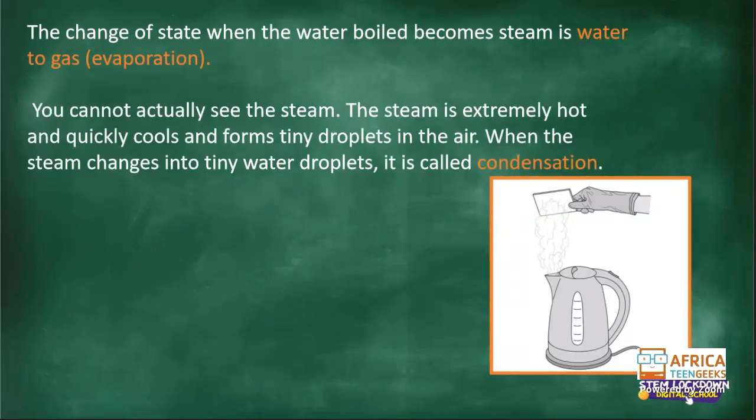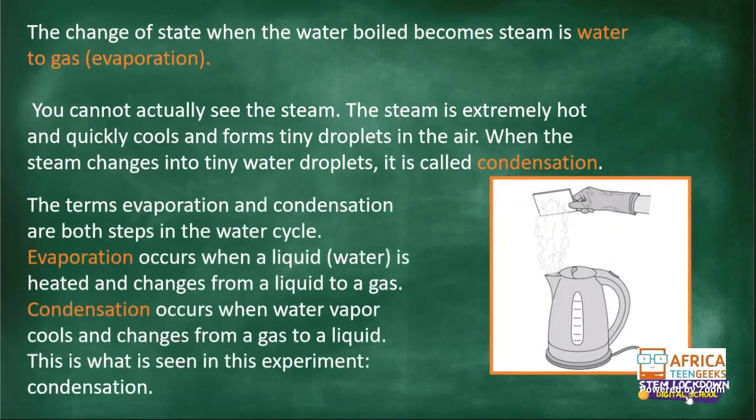You cannot actually see the steam. The steam is extremely hot and it quickly cools, but then it forms tiny droplets in the air. And that is what you see, the white cloud that you see. Now, when the steam changes into tiny water droplets, that is called condensation. Okay, so condensation is when the gas turns into the liquid. Evaporation is when the water turns into a gas. So do not confuse the two. We'll speak about it some more just now.